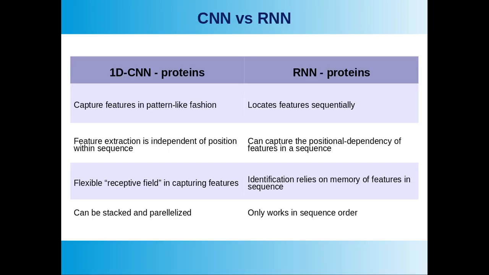With regards to protein classification, convolutional neural networks differ from recurrent neural networks in several ways. CNNs capture features without position dependence in a pattern-like fashion. RNNs do this sequentially and with position-dependent feature extraction. Convolutional neural networks are more robust due to their innate receptive fields and can be run in parallel, whereas RNN has memory constraints and can only move in amino acid sequence order.